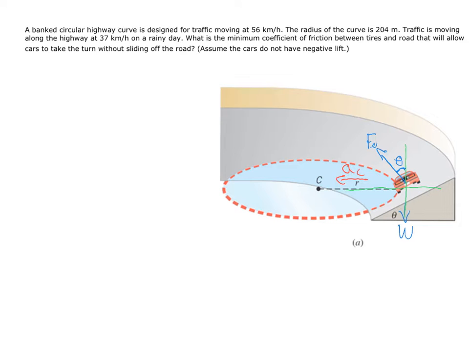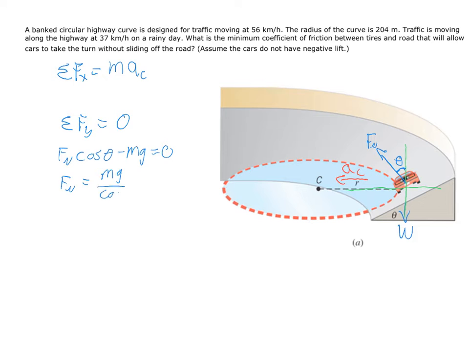The sum of the forces in the x direction equals m times the centripetal acceleration, while the sum of the forces in the y direction equals 0. So the normal force times the cosine of the angle minus the weight equals 0, and the normal force equals the weight divided by the cosine of the angle. A really cool thing happens from here. In the x direction, all we have is the normal force times the sine of the ramp angle, equal to mv squared over r.